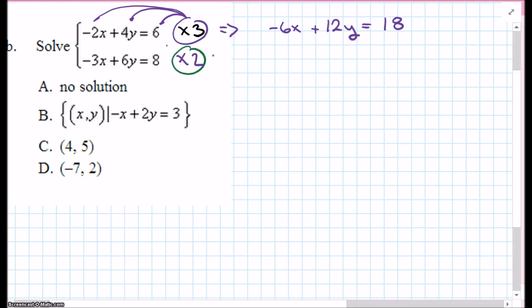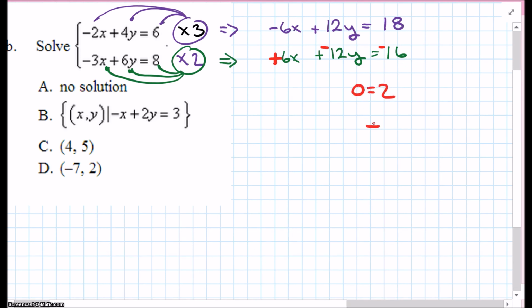Now let's multiply the second one by 2. 2 times negative 3x is negative 6x. 2 times 6y is positive 12y. And 2 times 8 is 16. So if we subtract them, we just got to change our signs on the bottom ones. We'll make that a plus, make that a negative, and make that a negative. So we're going to get 0 equals 2.